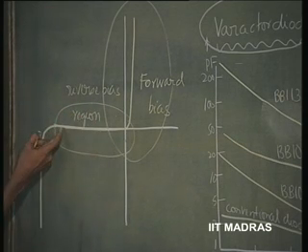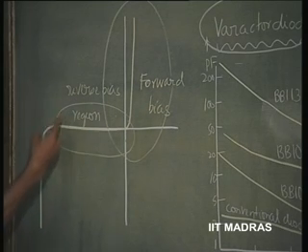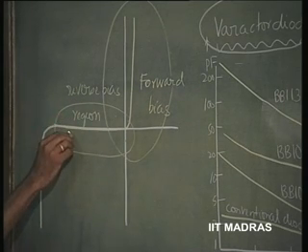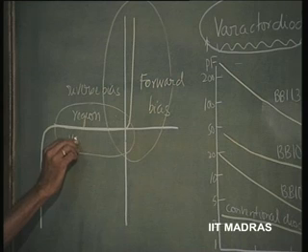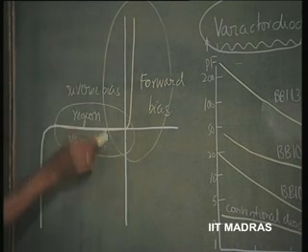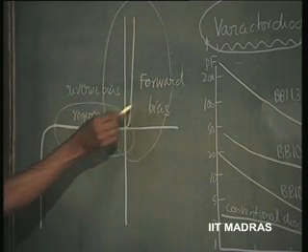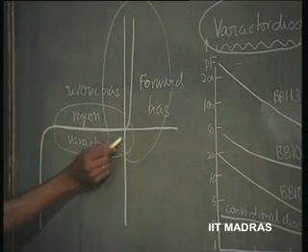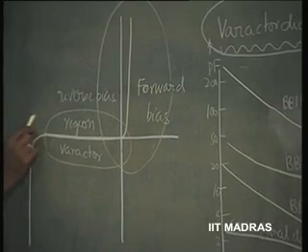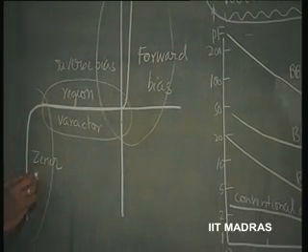Here it is having infinite resistance in this region. It is in this region that it is used as a varactor. It is in this region it is used as a rectifier diode. It is in this region it is used as a varactor. It is in this region it is used as a Zener diode.